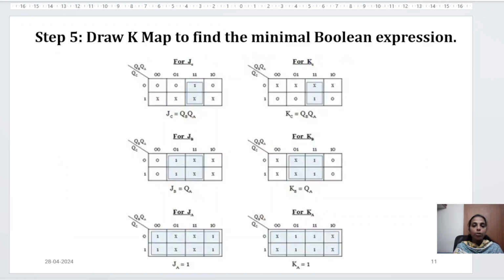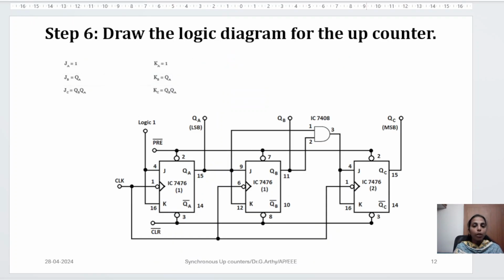Obviously, from the truth table we can use a K-map to find them. And see the K-map. From the K-map, after grouping, we'll arrive at these Boolean expressions. And from the Boolean expressions, we'll draw the logic diagram. If you see here, these are the 3 flip-flops which we require, and this is the input.